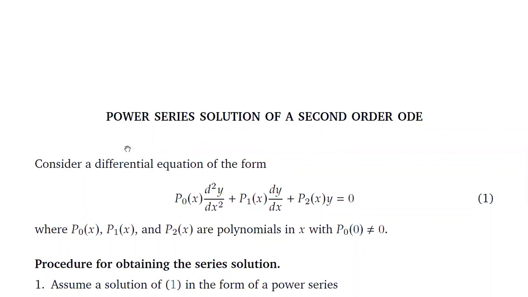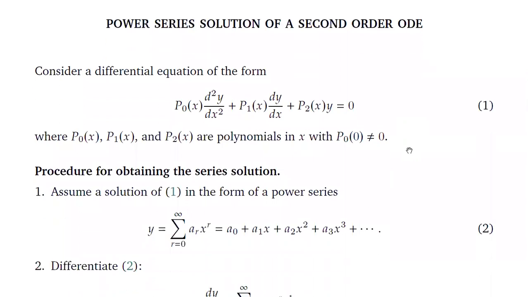So let's start with the next topic, that is power series solution of a second order ordinary differential equation. Let's consider a differential equation of the form P naught of x into d square y by dx square plus P1 of x into dy by dx plus P2 of x into y equal to 0. Now you can see it's a second order ordinary differential equation where P naught of x, P1 of x and P2 of x are all polynomials in variable x with P naught of 0 not equal to 0. That means this term does not become 0 when you put the value of x as 0.